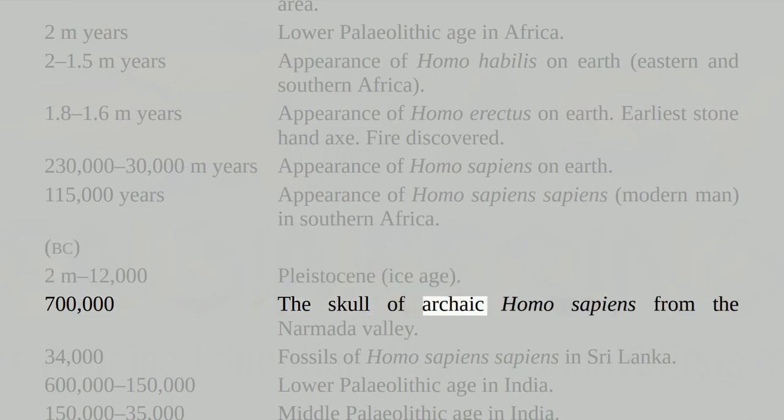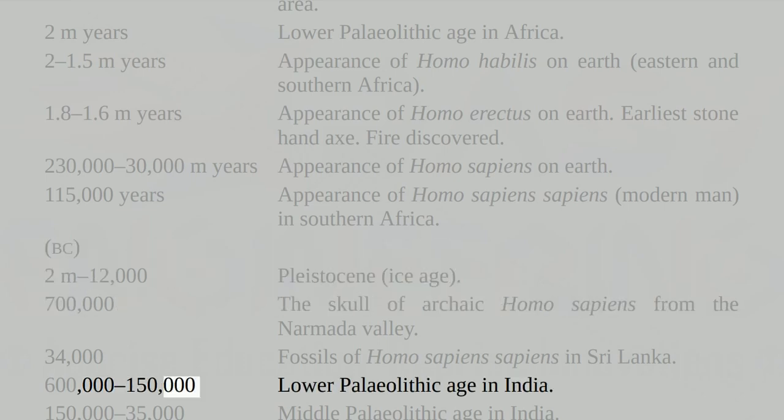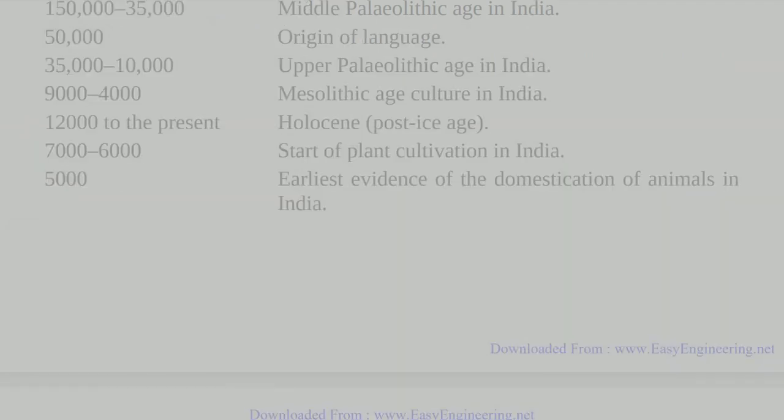150,000, lower Paleolithic age in India. 150,000-35,000, middle Paleolithic age in India. 50,000, origin of language. 35,000-10,000, upper Paleolithic age in India. 9,000-4,000, Mesolithic age culture in India. 12,000 to the present, Holocene, post-Ice Age. 7,000-6,000, start of plant cultivation in India. 5,000, earliest evidence of the domestication of animals in India.